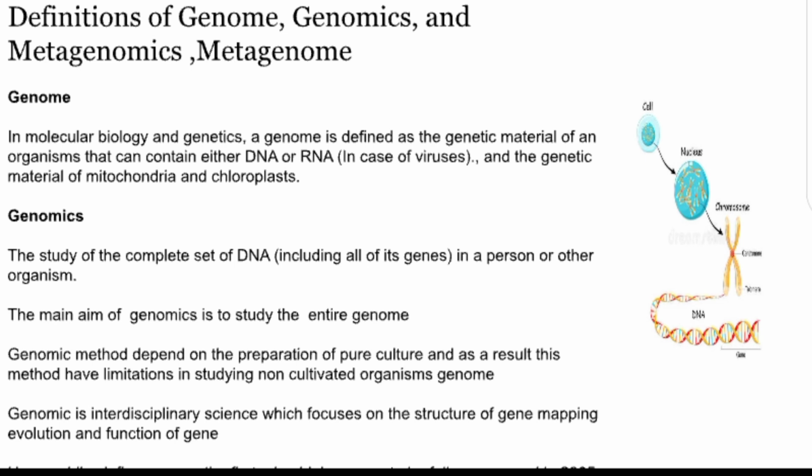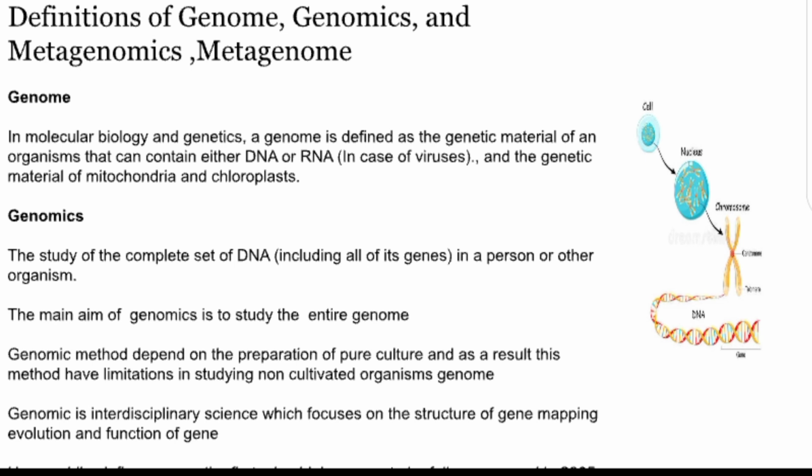Genomics methods depend on the preparation of a pure culture. So genomics is a method to study the genetic sequences, or the genetic material, of a particular organism, but it depends on the preparation of pure culture, and as a result this method has limitations in studying the genome of non-cultivated organisms. We are unable to study the genome of non-cultivated organisms.